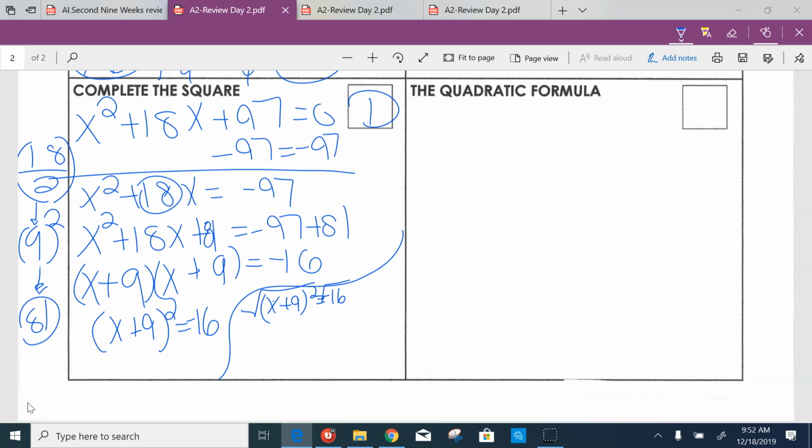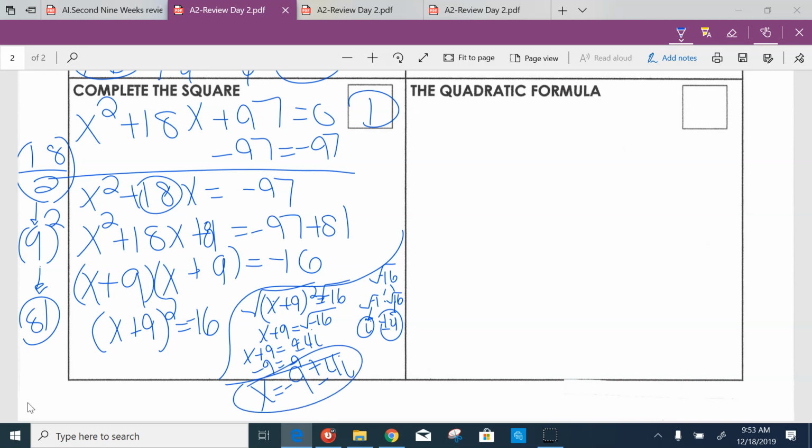Square root the left, square root the right. I get x plus 9 equals the square root of negative 16. Negative 16 has to be broken up into negative 1 and positive 16. Negative 1 turns into i. And then the square root of 16 is plus or minus 4. So I have x plus 9 equals plus or minus 4i. But I need to get x by itself. So to get x by itself, I'll subtract 9 from both sides. So the way I write my final answer is x equals negative 9, which I brought to the right side, plus or minus 4i attached at the end. And that is that solution.